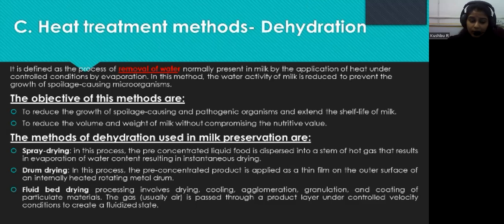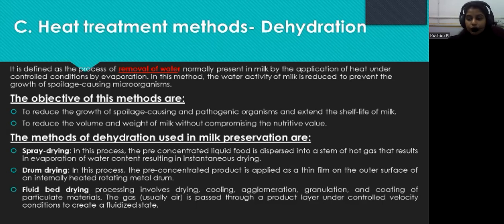This happens via three ways: the drum dryer, spray dryer, or fluid bed dryer. In the spray dryer we are going to pre-concentrate the liquid food, that is the milk, and disperse it through hot gas. Thereby, because of the evaporation of the water due to the high temperature, there is a concentration of the milk.